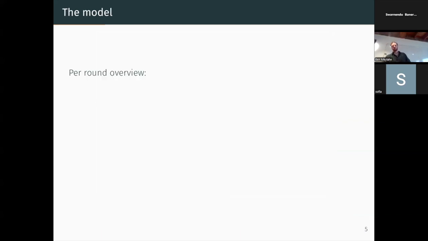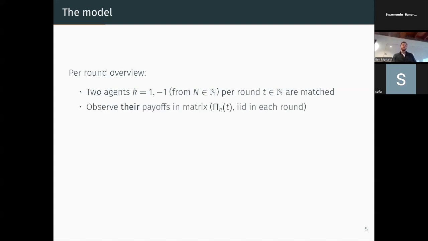So per round, we will draw 2 agents from a population of n agents, and they will be matched, right? So we'll just label them 1 and -1. That is for convenience. They will have their own indices if you want to think about the dynamics of the system. But in this round, they will get a new label, just so we can refer to them nicely. They will observe their own payoffs in a payoff matrix pi k at time t. This payoff matrix is drawn IID in each round.